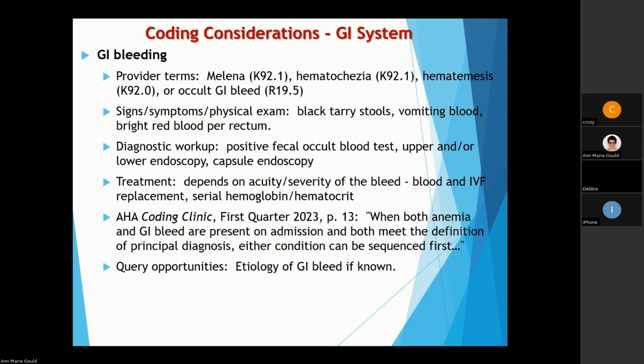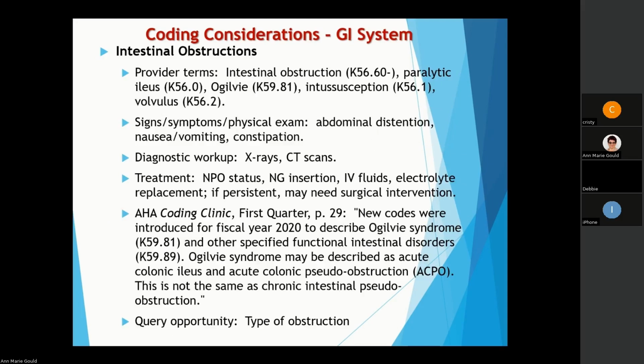So GI bleeding, we always see a lot of those too. The docs may say, oh, we got a GI bleed, we don't know where it's at. They may say they have melena, hematochezia, hematemesis, or an occult GI bleed. They're not sure what's going on or where it's at. The signs and symptoms and exam documentation may show black tarry stools, they're vomiting blood, or they have bright red blood per rectum.